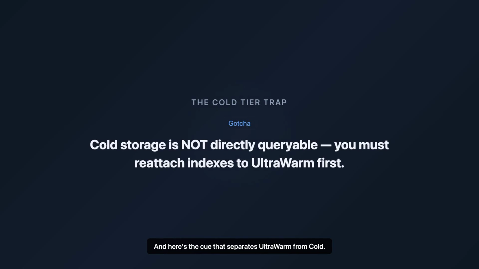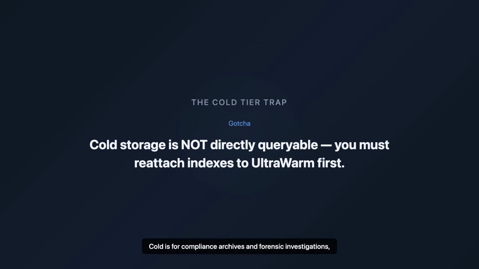And here's the cue that separates UltraWarm from cold. Cold storage is not directly queryable. To run a query against cold data, you first reattach those indexes to UltraWarm. So if a scenario describes ad hoc analytics on older data without any reattach step, the answer is UltraWarm, not cold.